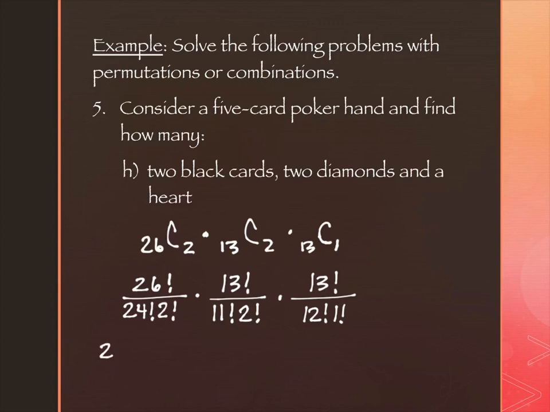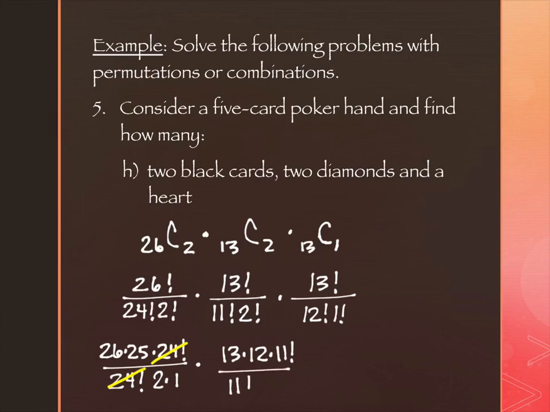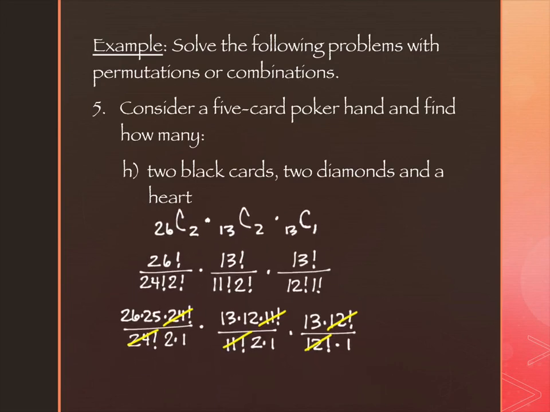Okay. So we've got 26 times 25 times 24 factorial, where we'll stop for the 24 on bottom. And then I have 2 times 1. So these will cancel. I'll come back and cancel more in a minute. The next one is 13 times 12 times 11 factorial. So my 11 factorial, and then I have 2 times 1, and the 11s will cancel. And then 13 times 12 factorial, where I'll stop. I have 12 factorial times 1, and the 12s will cancel. Okay, I'm going to shrink everything just a little bit, so I'll have a bit more space.